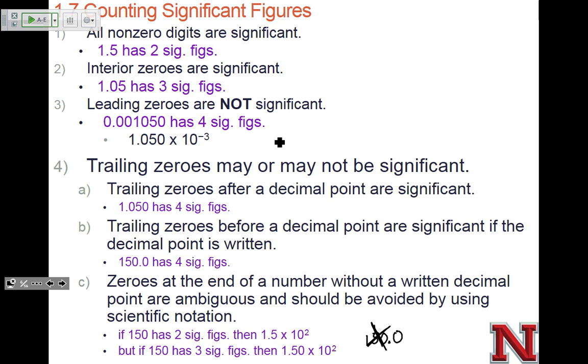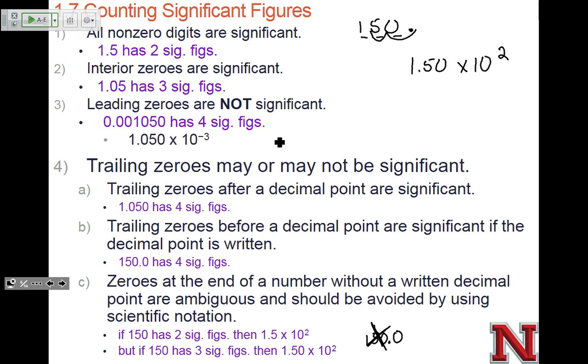So if we're trying to write that 150, and we want all three to be significant, writing it in scientific notation is the best route. So our decimal place is here, and we want to move it 2 places. So our scientific notation would be 1.50 times 10 to the positive 2, since we moved it 2 places. And then we would have 3 significant figures and we wouldn't have confusion.